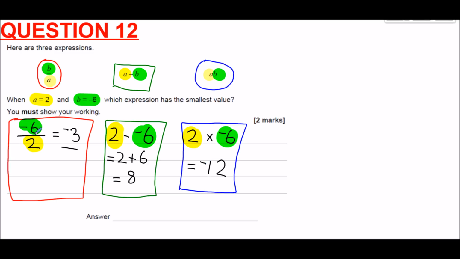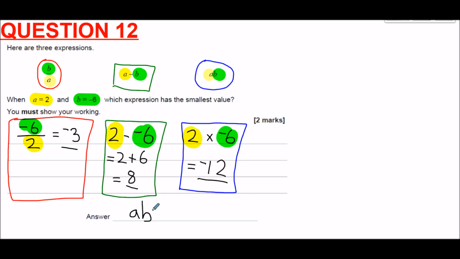So comparing these three different expressions, one is minus 3, the other is 8, the other is minus 12. The smallest value one is whichever is least. 8 clearly the biggest, followed by minus 3, but the smallest, the most negative, is minus 12, which is what we got by taking A multiplied by B. And so the expression which has the smallest value is AB.